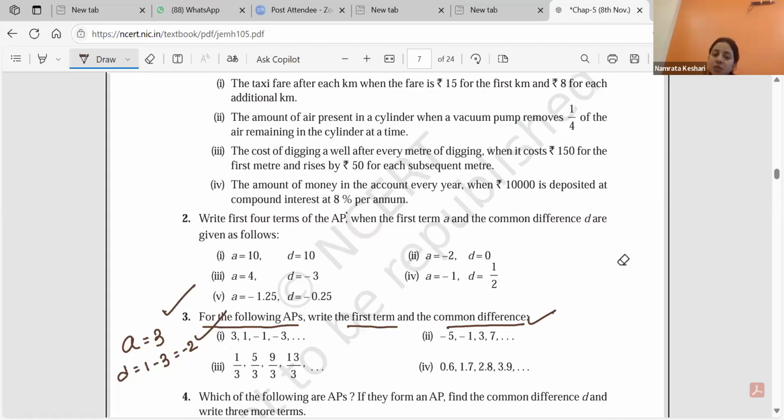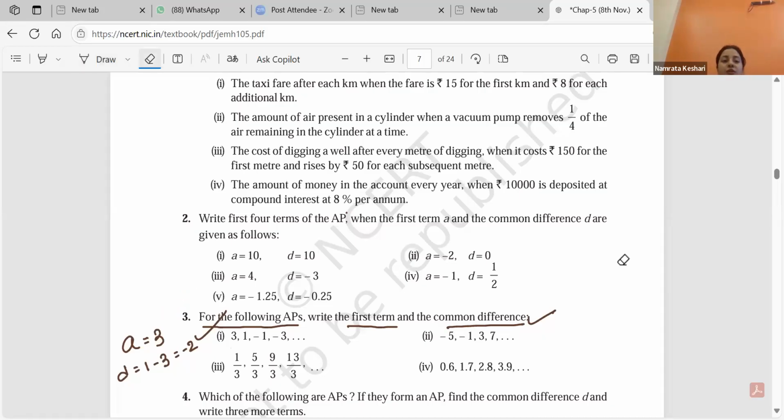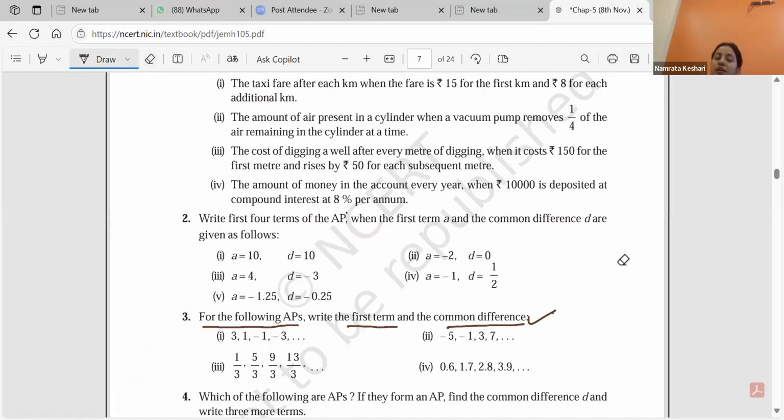Similarly the next one, and the other one. Decimals are there, fractions are there, just to check that you are comfortable with decimal subtraction and fraction subtraction. You only have to do subtraction and write the first term, that's it. Number 3 is really simple. We are done with 4, we are done with 3. Now we'll be doing number 2.